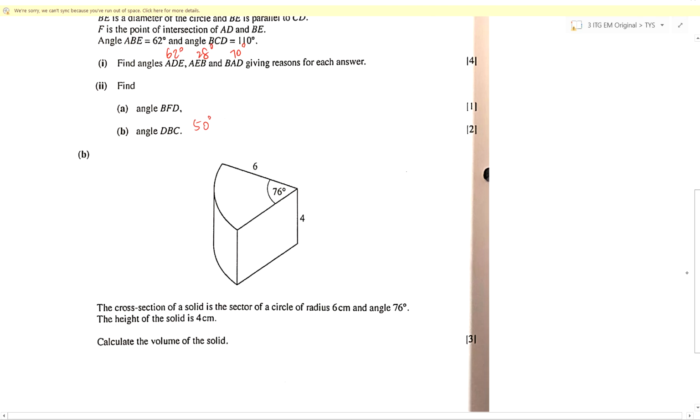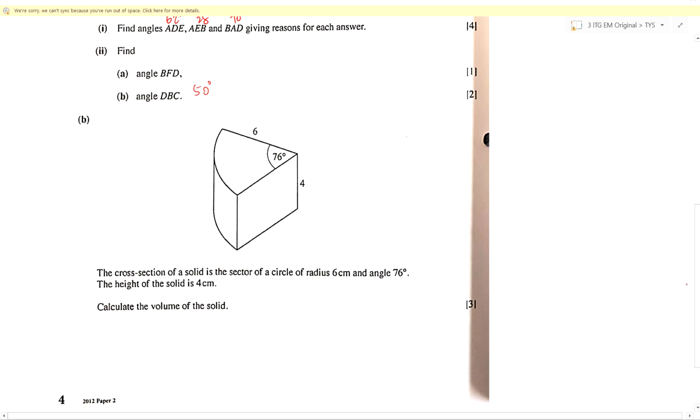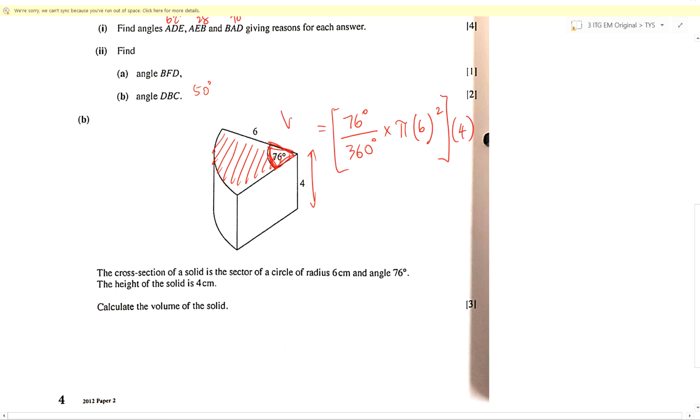For part B, to find the volume of this prism. Volume of a prism is always given by the cross-sectional area multiplied by the perpendicular height. Cross-sectional area, since this is 76 degrees out of 360 degrees of a circle, is 76 over 360 times pi times radius 6 squared. What I've just written over here is the cross-sectional area. We're going to have to multiply this by the perpendicular height, and this will be our volume.